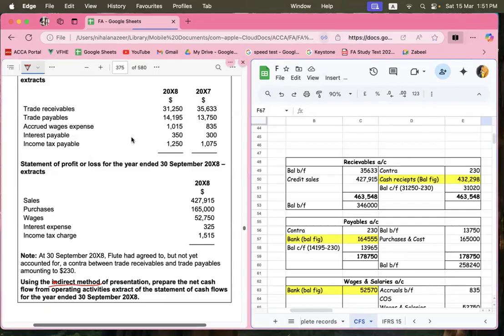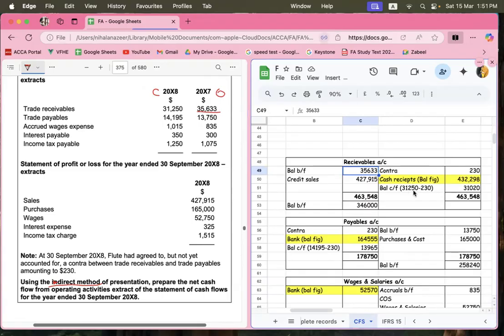So first things first, you're going to open the receivables account. You have been given 2007 and 2008 balances, right? So this side is the opening balance, and this side is the closing balance. Understood? So the receivables opening balance is 35633, right? That is written over here.